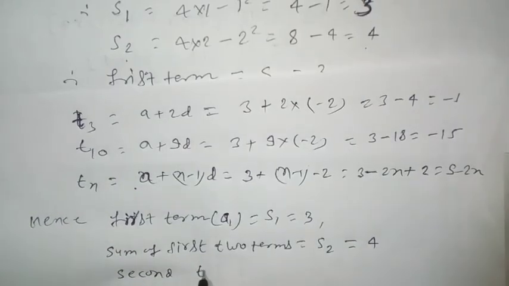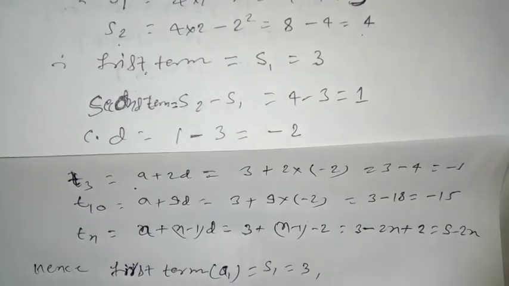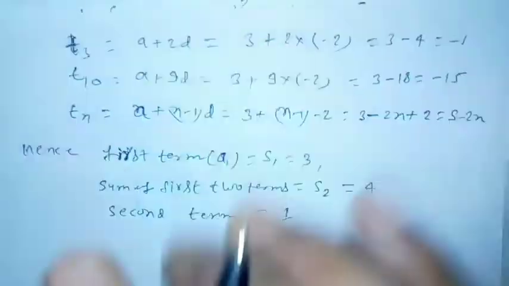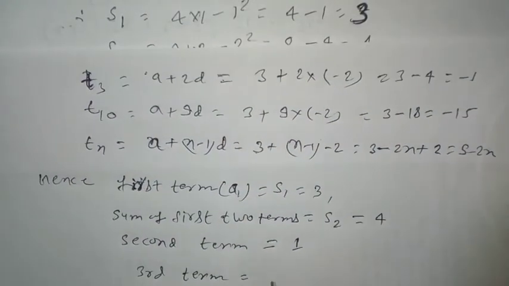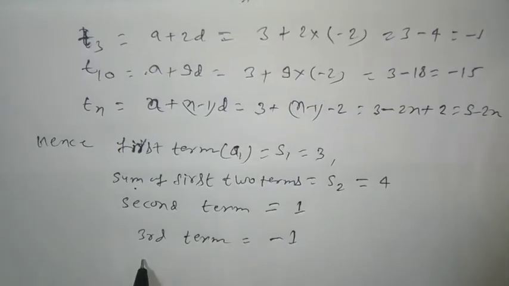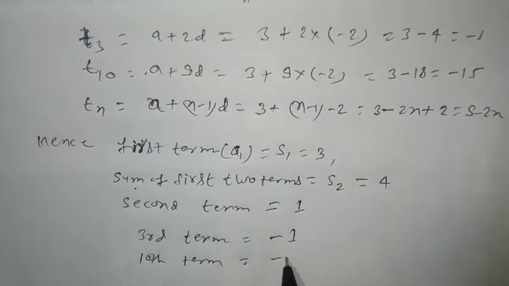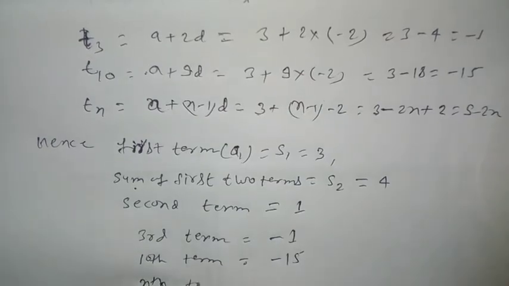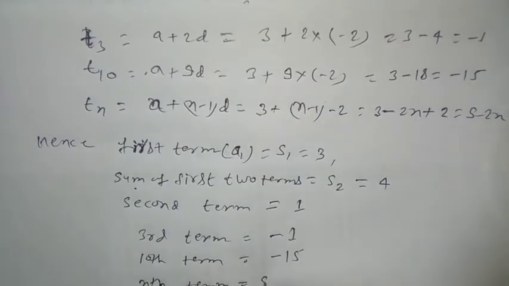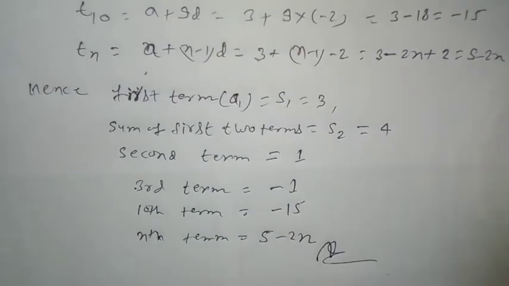Second term is equal to 1. Third term is equal to minus 1. 10th term is equal to minus 15. Nth term is equal to 5 minus 2n. This is your answer. Now question number 12.